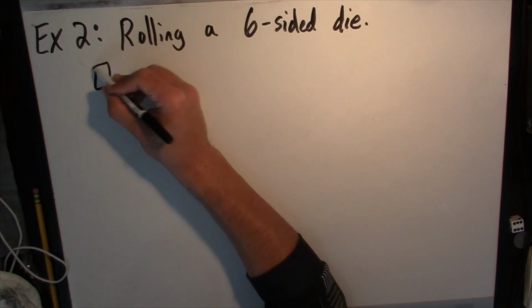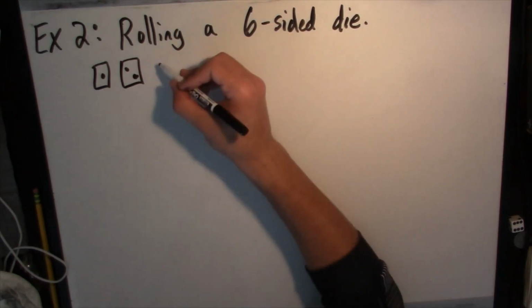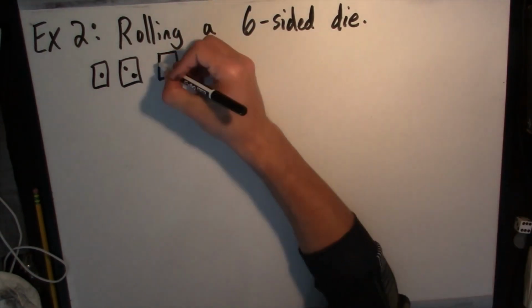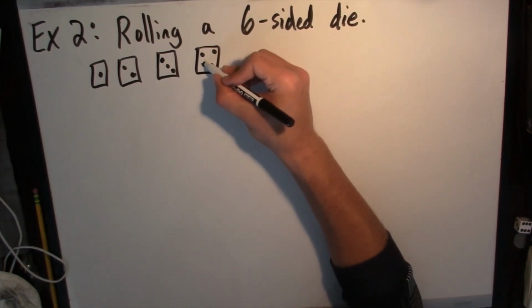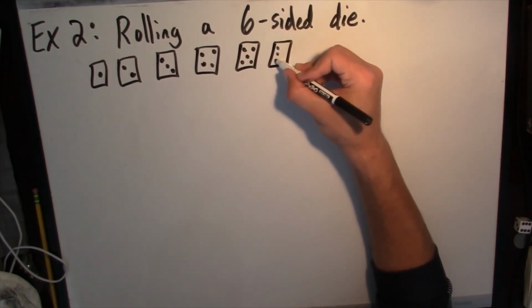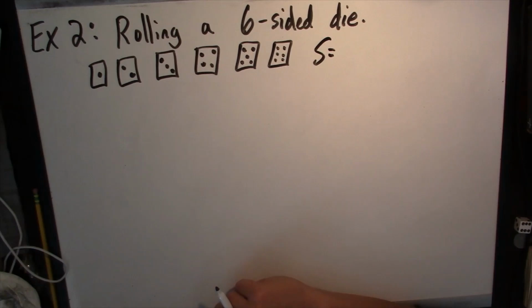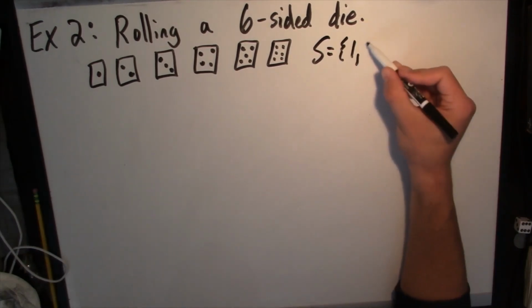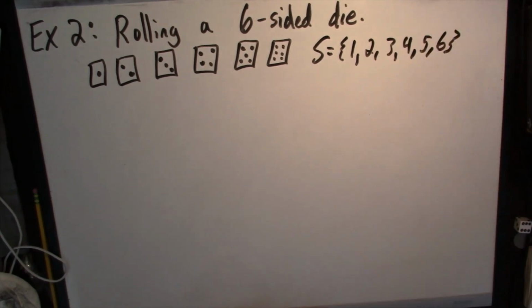So I'll draw them on here. We can roll a 1, we could roll a 2, we could roll a 3, we can roll a 4, we could roll a 5, or we could roll a 6. So the sample space are all the possible outcomes. That would be rolling a 1, a 2, a 3, a 4, a 5, or a 6. That would be our sample space. Those are all the possible outcomes of rolling a 6-sided die.